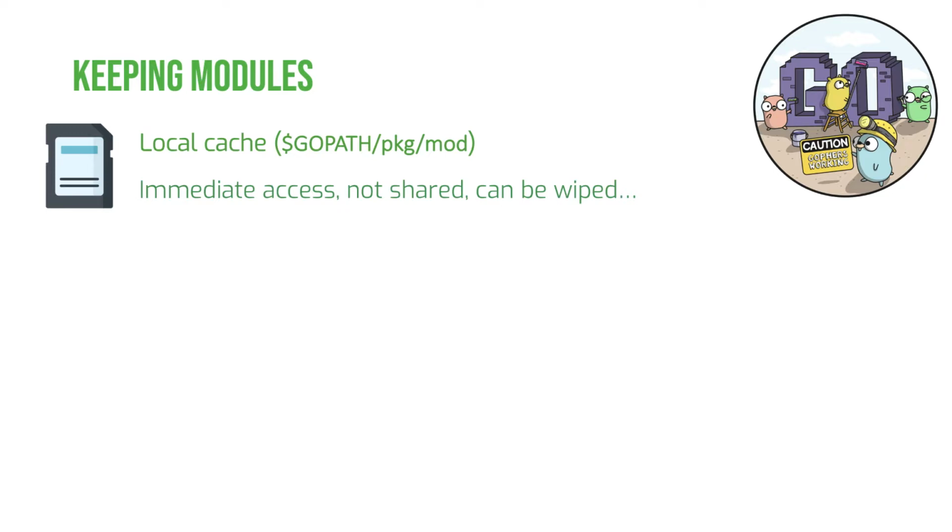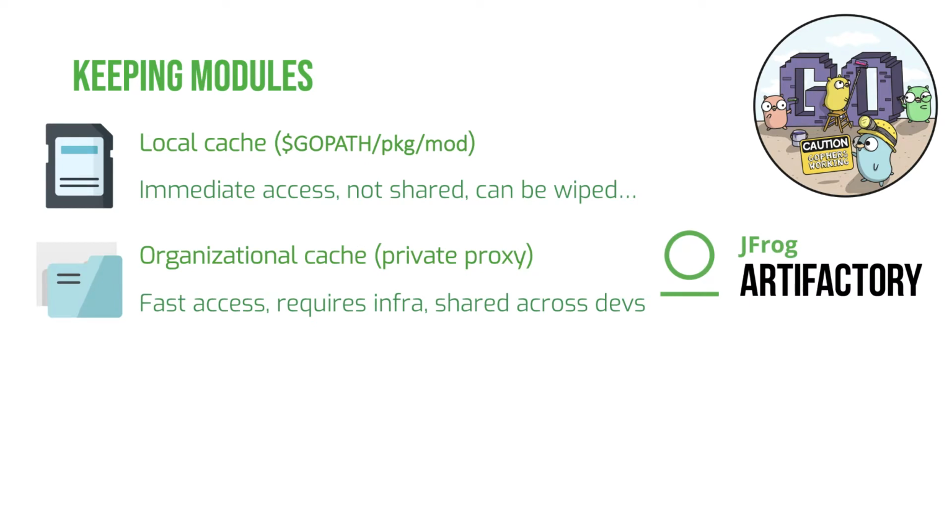It can be wiped in any way. I can get a new machine, my disk can be corrupted, there are tons of reasons why this cache can go away. Next is the organization, and that's your private organizational repository. JFrog Artifactory is a wonderful example.